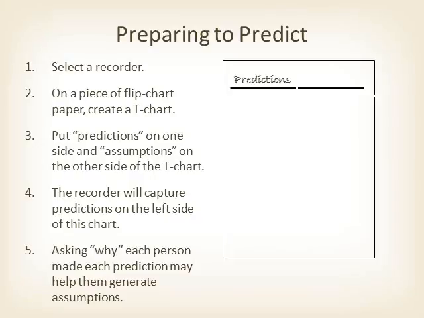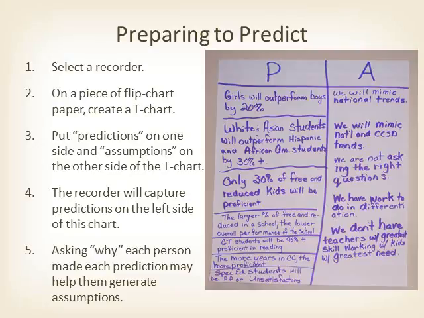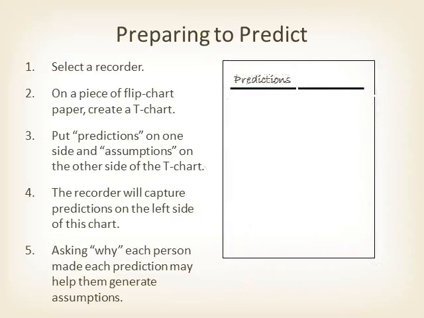To make predictions, the group will need to select a recorder, and for that recorder to create a T-chart depicted here. Put predictions on one side and assumptions on the other side of the T-chart. Then the recorder can capture predictions on the left side of the chart and the assumptions on the right. Asking why of each person after they share a prediction may help them generate assumptions.